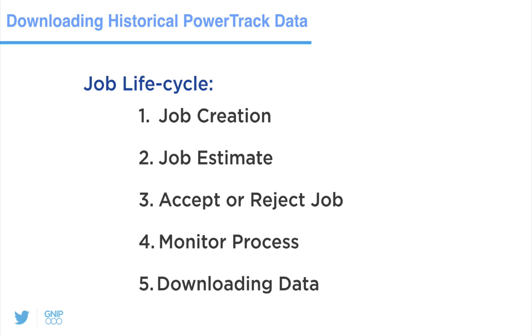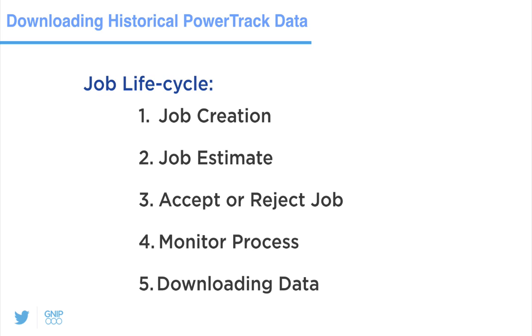The process of generating these historical PowerTrack data sets involves several steps. If you are using the API directly, meaning you have a subscription to the API, you will be managing these steps directly with the API. If you are a one-off customer, Gnip will be managing steps 1 through 4 for you on your behalf, and then you'll be tasked with downloading the resulting data.